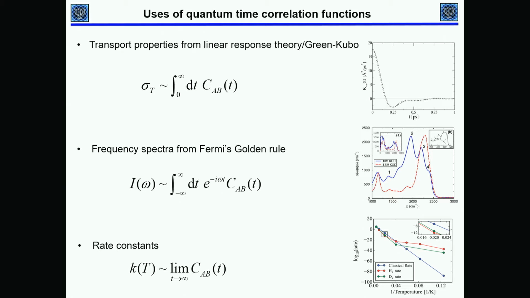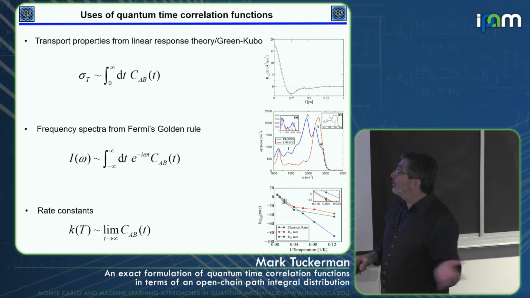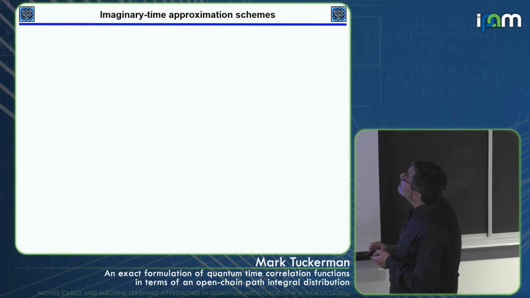Or you might get a rate constant. And depending on which correlation function you do, you may have to take the long time limit of it, or the long time limit of a derivative of it, or an infinite integral of it, something like that. And this is something you can plot as a function of temperature. This is an example that we did for hydrogen diffusion in structure 2 clathrates. So this is just some motivation for why you want to study correlation functions, why they're important.